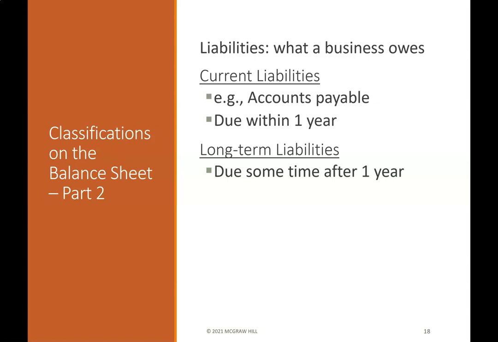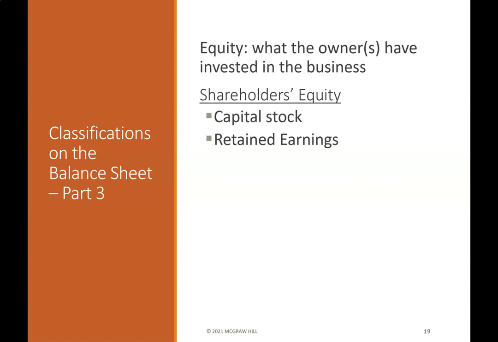Classifications on the balance sheet, Part 2. Liabilities, what a business owes. Current liabilities, for example, accounts payable, they're due within 1 year. Long-term liabilities, due sometime after 1 year. Classifications on the balance sheet, Part 3. Equity, what the owners have invested in the business. Shareholders' equity, capital stock, retained earnings.